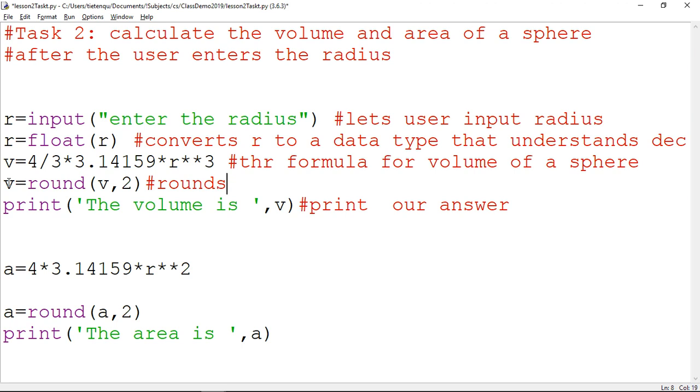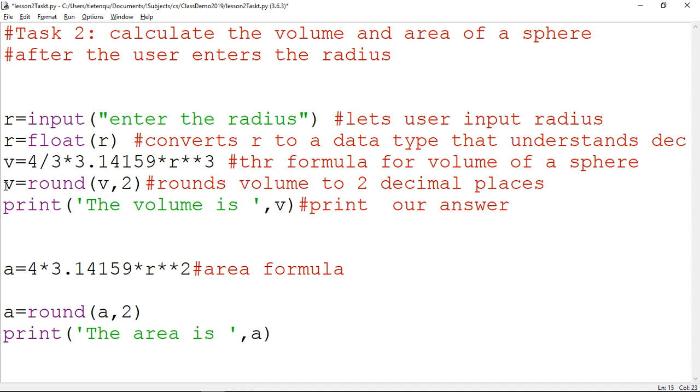That rounds volume to 2 decimal places. And I'll let you put in the comments for these on your own. This would be the formula for area. And so here we're rounding the area. And then here we are printing the area.